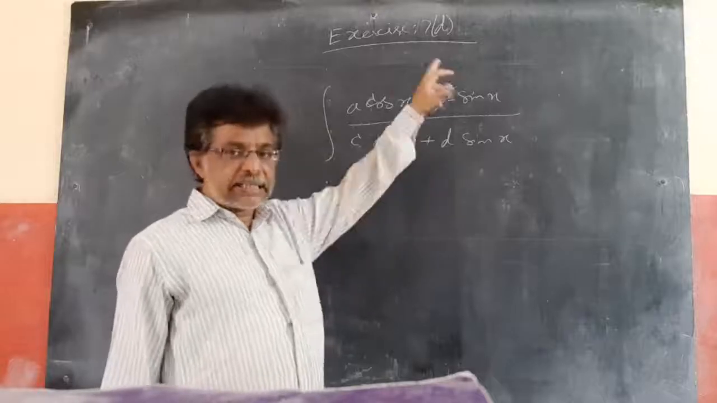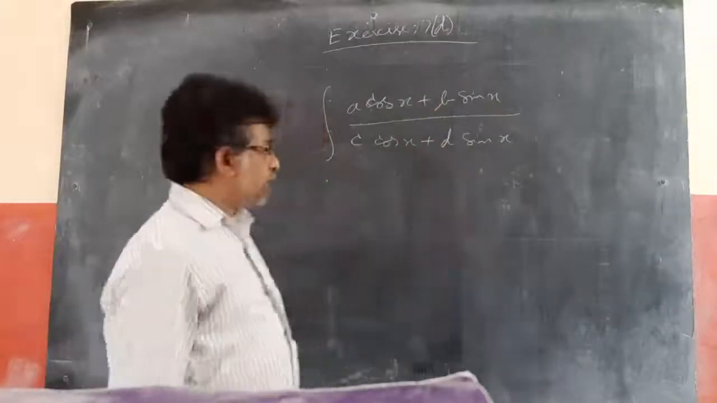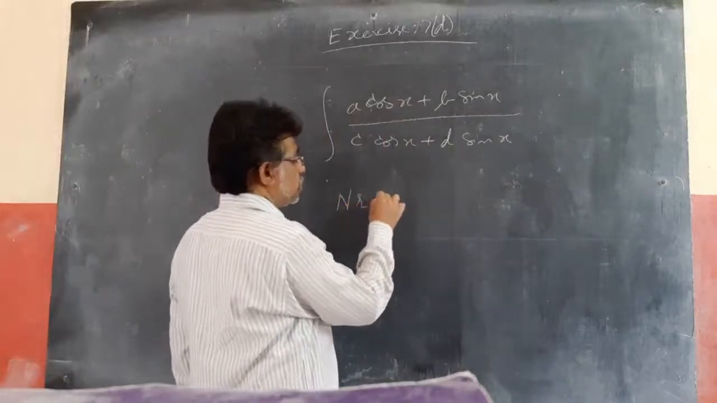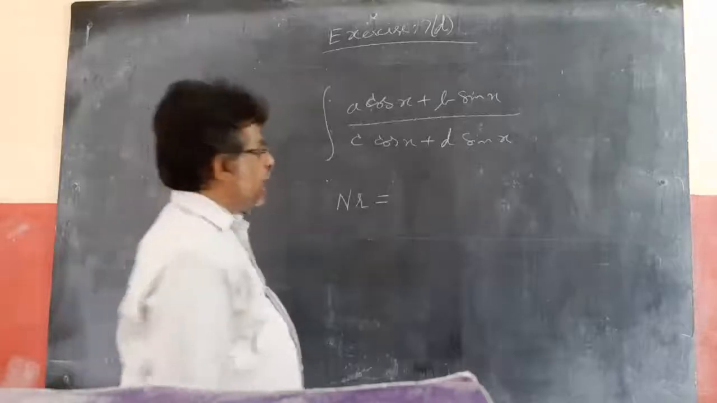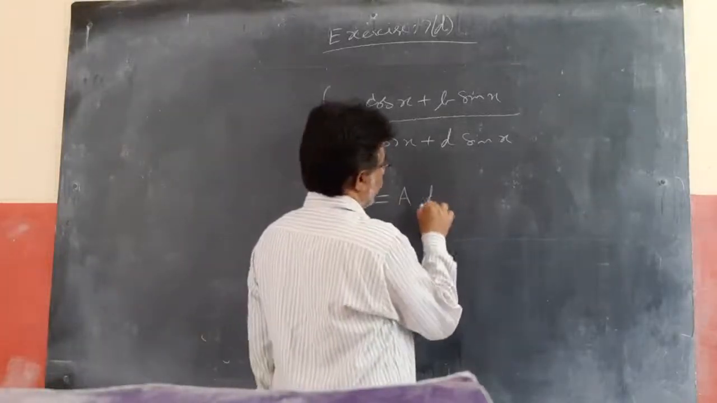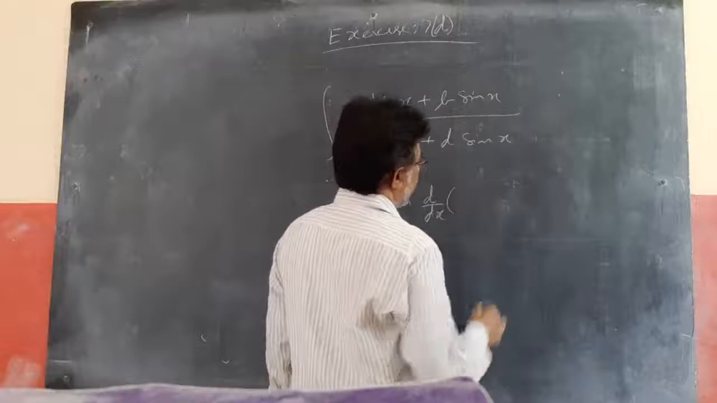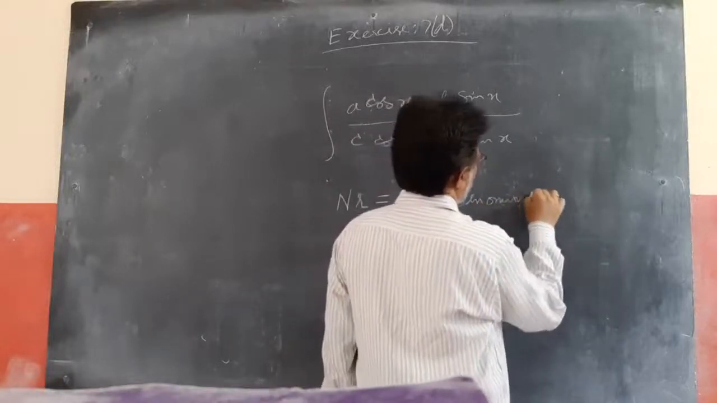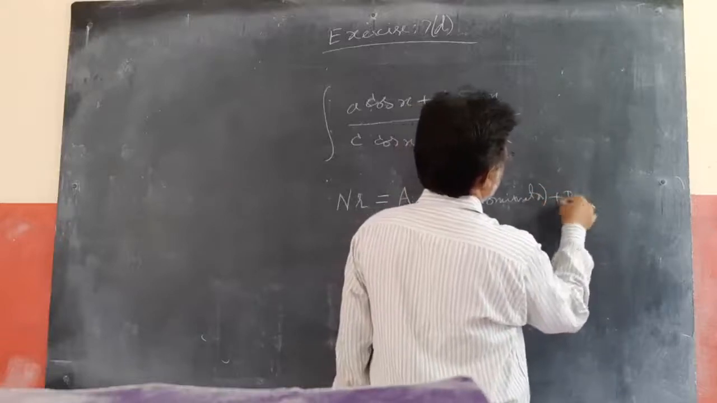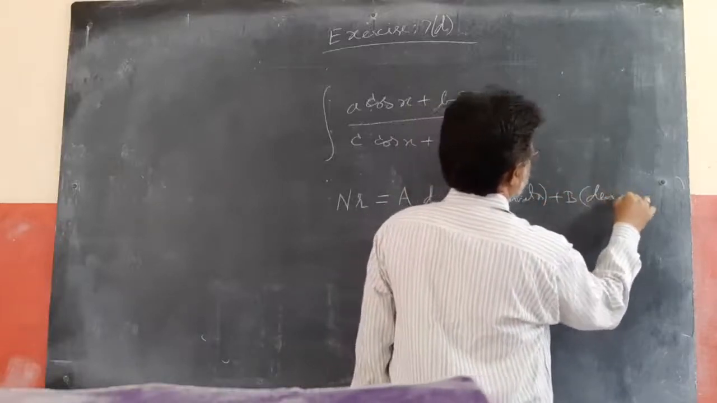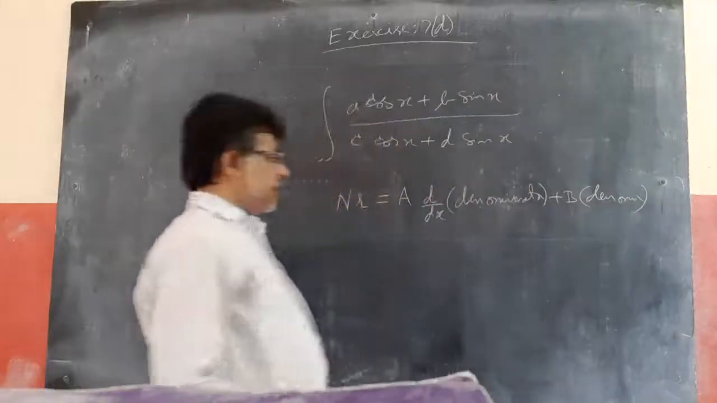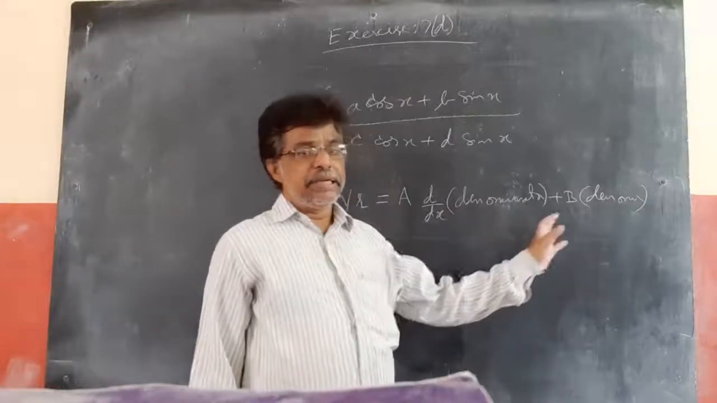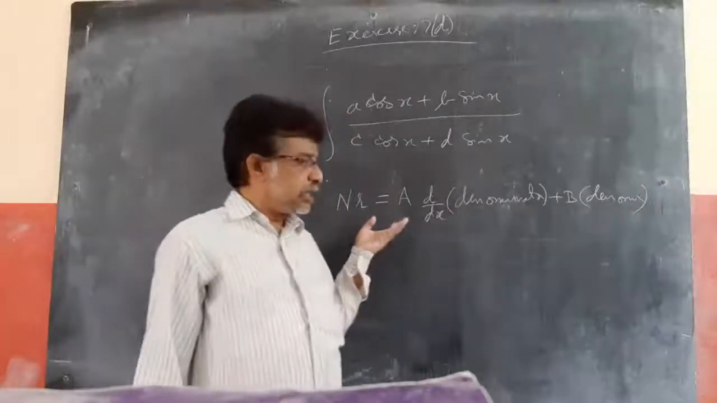Whenever you find this form, the procedure for doing this one is: numerator equals a into d by dx of denominator plus b into denominator. So numerator equals a into d by dx of denominator plus b into denominator. This is the procedure to do this one.